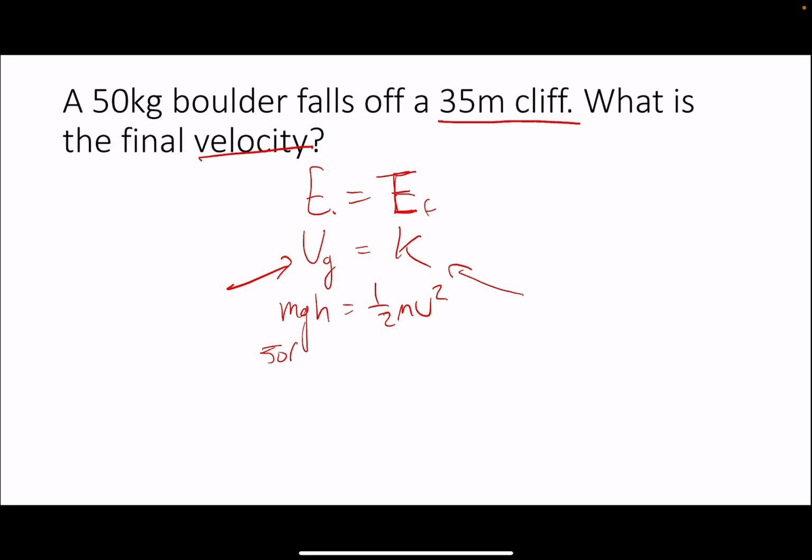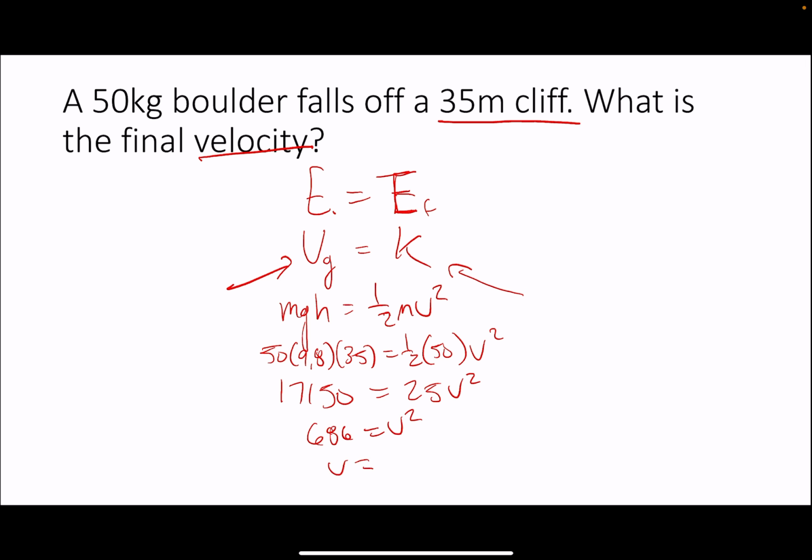So 50 times 9.8 times our height of 35 is equal to 1/2 times our mass times our velocity squared. Let me go grab a calculator real fast. 50 times 9.8 times 35 is 17,150. And then 1/2 of 50 is 25 v squared. Let's divide both sides by 25. We get 686 equals v squared. And of course, we need to square root that to get our final answer, and we get 26.2 meters per second.